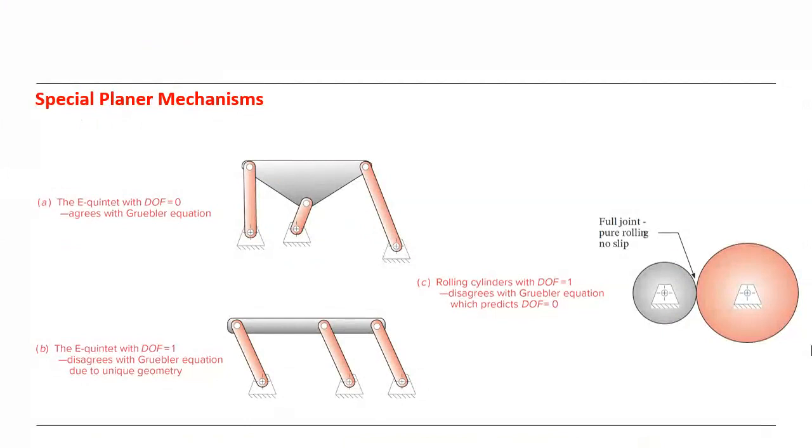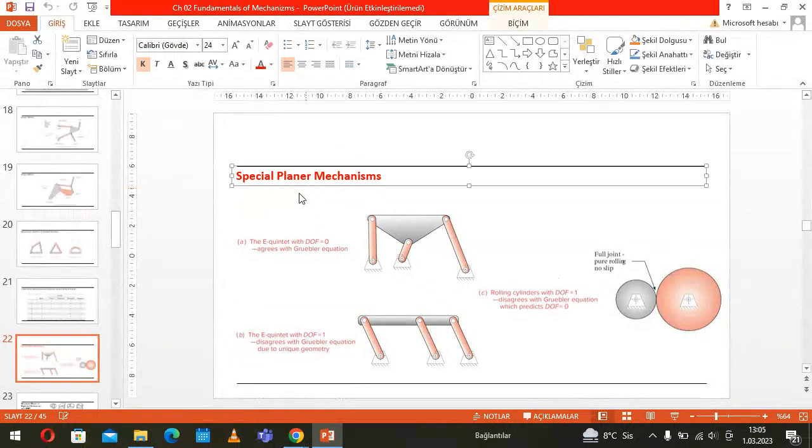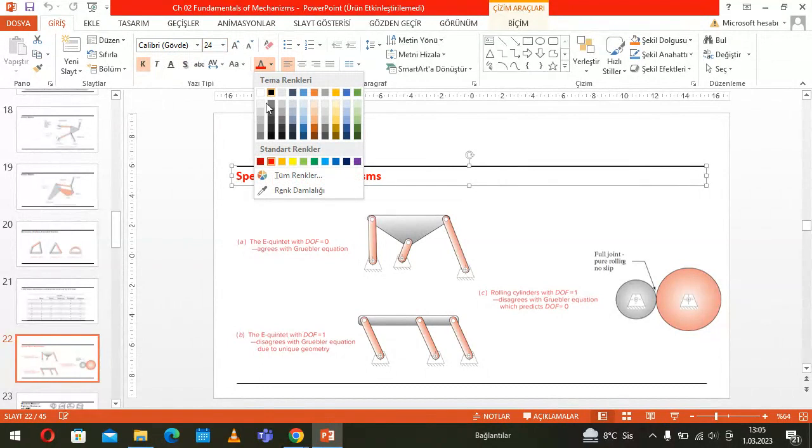Okay, let's start. So we are going to continue from our last lessons. We discussed the four bar mechanism, types of four bar mechanism, and degree of freedom of a mechanism. So we are continuing now with the degree of freedom of mechanism, and we were on this page.